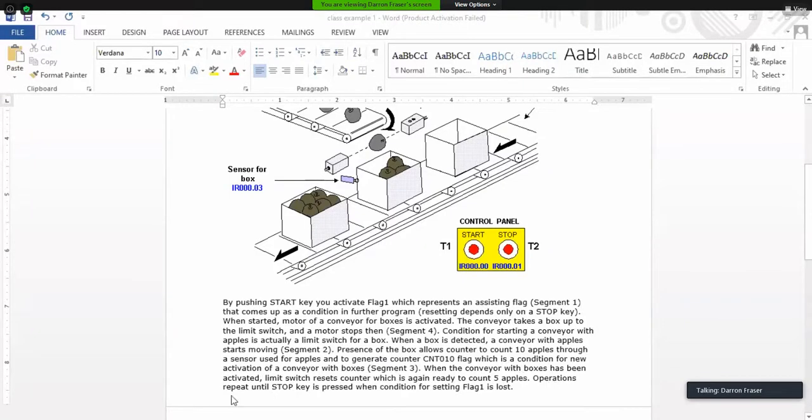If you read down at the base of the problem, it says it's going to count 5 apples, and after it counts 5 apples, it is going to state that it detects the 5 apples. So the sensor that we're talking about, where we say apple sensor, is not the sensor to detect the apples, as in the diagram. It's a sensor to detect when you have 5 apples.